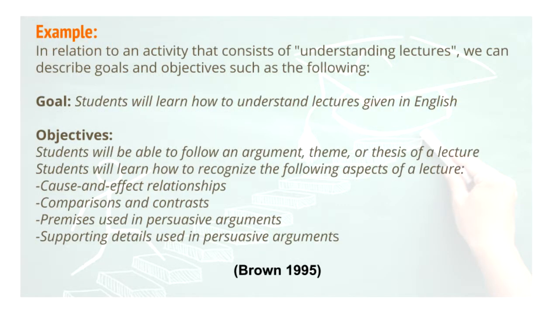Now, here's a small example. In relation to an activity that consists of understanding lectures, we can describe goals and objectives such as the following. Goal: students will learn how to understand lectures given in English, right? So it's pretty general. And then objectives: students will be able to follow an argument, theme, or thesis of a lecture. Students will learn how to recognize the following aspects of a lecture: cause and effect relationships, comparisons and contrasts, premises used in persuasive arguments, supporting details used in persuasive arguments, and that's it.